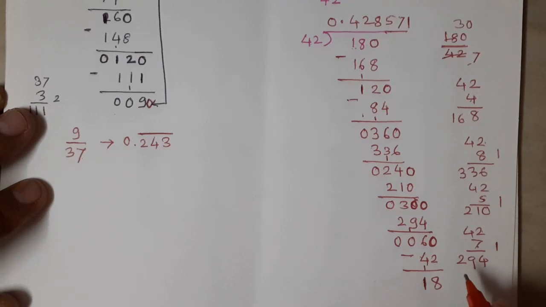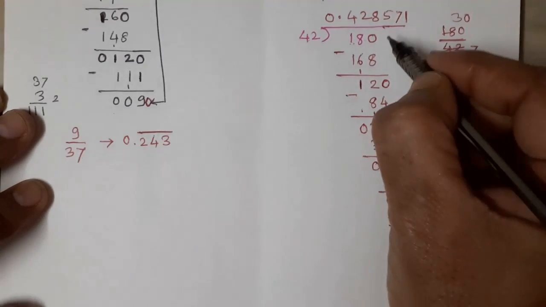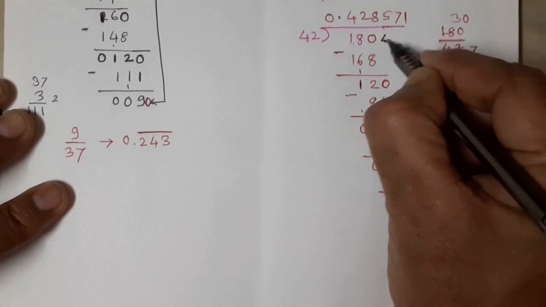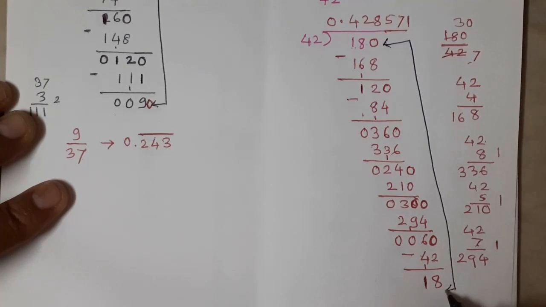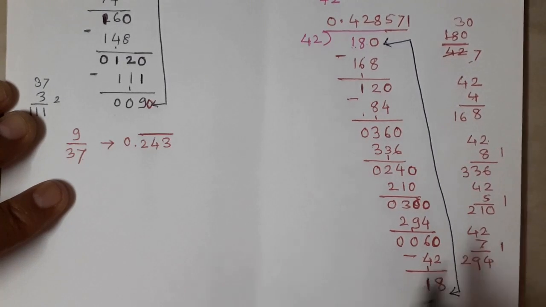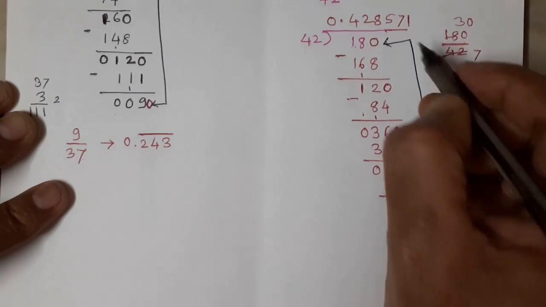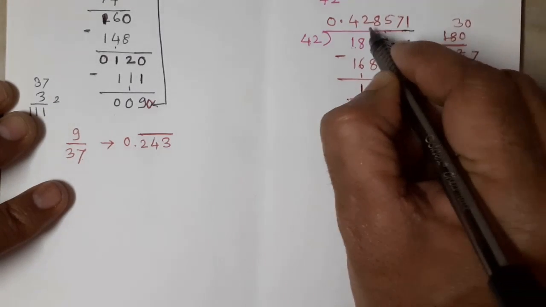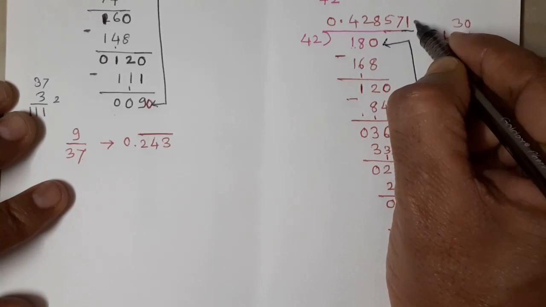Again we cannot divide that 18 by 42. So now the same condition is repeated here. Whatever was the first condition, this is the last condition here, that we cannot divide 18 by 42. So we have to take 0, and the same number will be repeated over here, that is 428571, that will get repeated again.